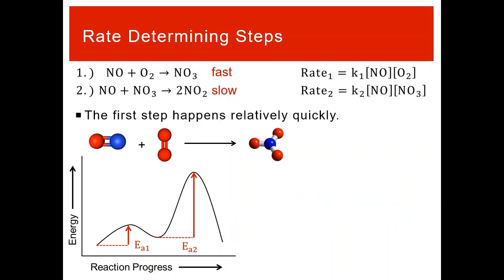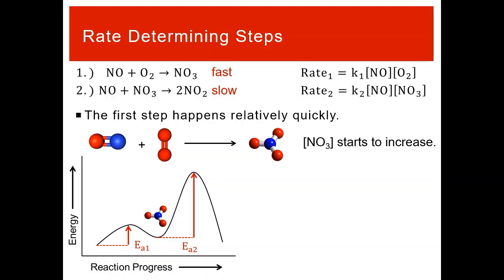So what we can do is look into what's going on here. We know that this first step is fast, and it happens relatively quickly. Most importantly, it happens relatively quickly relative to that second step. And so what that means is it just starts happening, right? The overall process isn't happening, but you are forming NO3. You are just starting to react NO and O2.